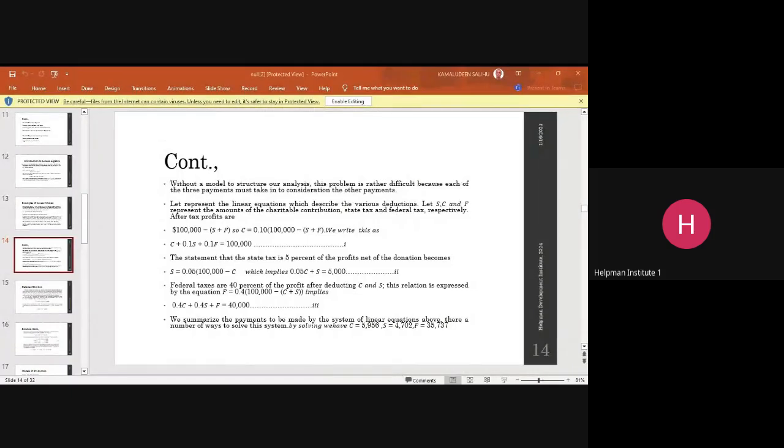So maybe we'll show the techniques of the proof on the board. Do we need to solve the system on the board?